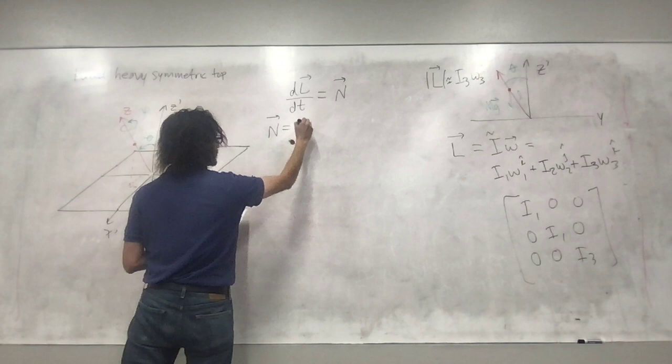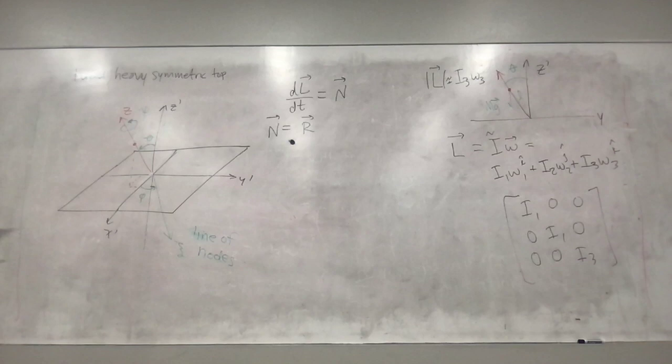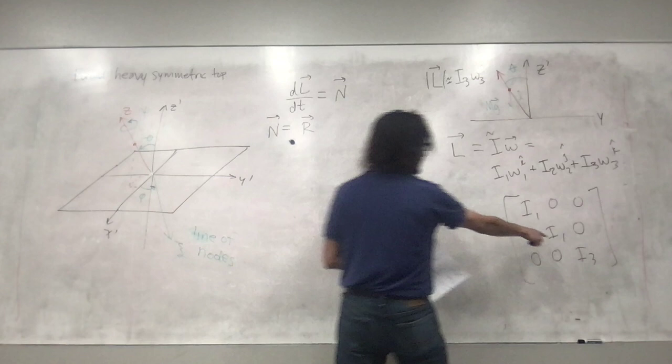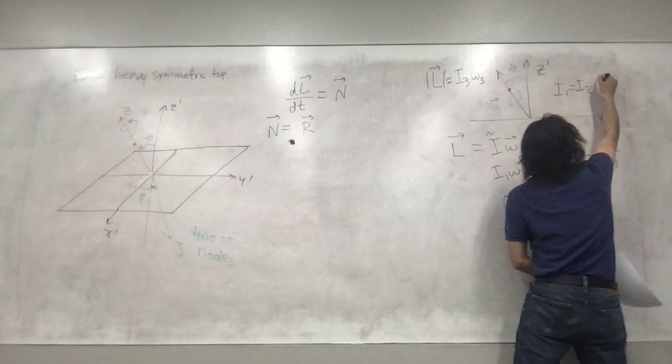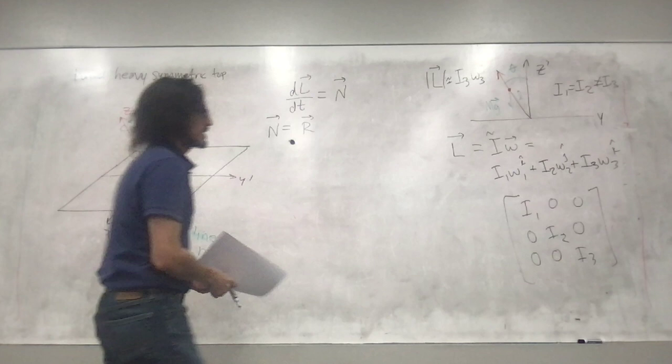The torque is going to be R, capital R, which the matrix you constructed, that should be I2, right? The second row should be I2, right? 0, I2, this one? Yeah. But remember that we have the I1 equals I2, different than I3 symmetry. So I guess this is a more general case, so we can leave it like that.